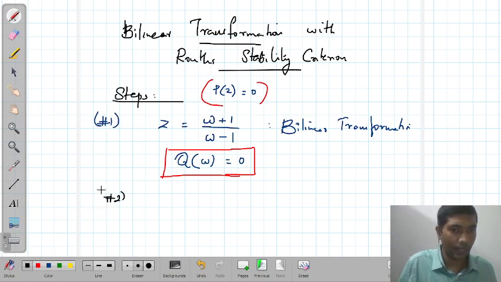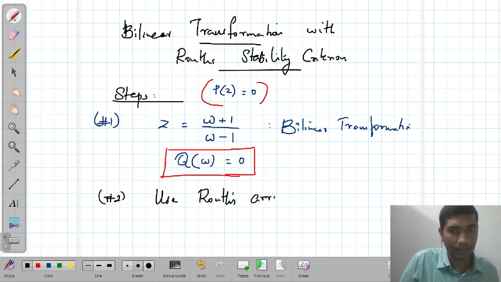As step 2, we can use Routh's array to check the stability.